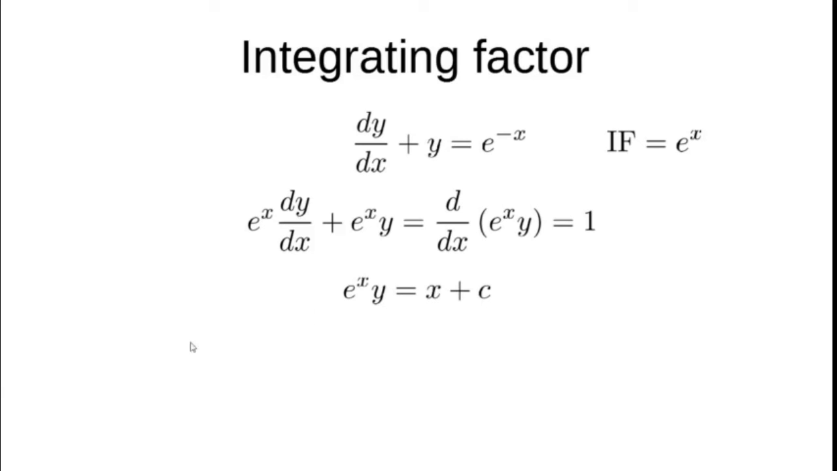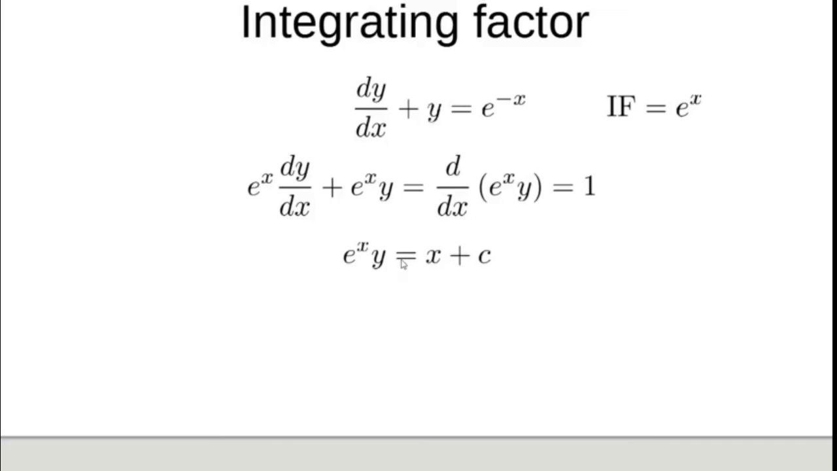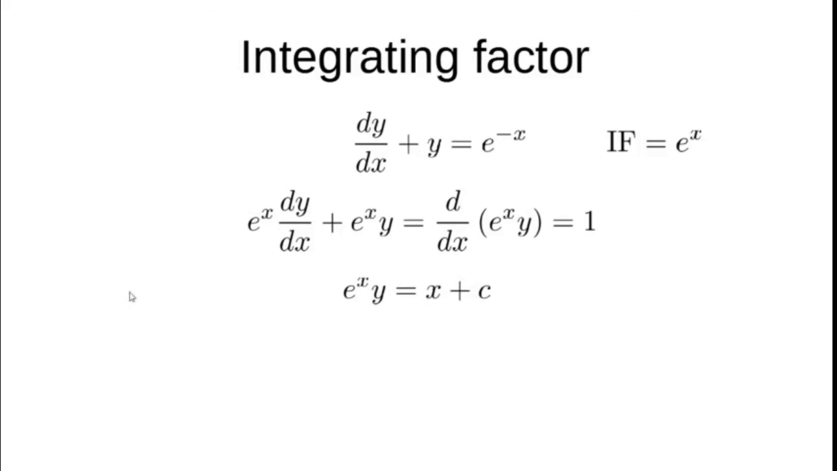So now what we do is we integrate both sides with respect to x, which means that it gets rid of this d by dx. So we've got e to the x times y equals x plus c, because we integrate 1 to get x, and then you've got to remember the constant of integration. So then the only thing we need to do now to get y on its own is divide by e to the x. So that leaves us with y is equal to e to the minus x times (x plus c).